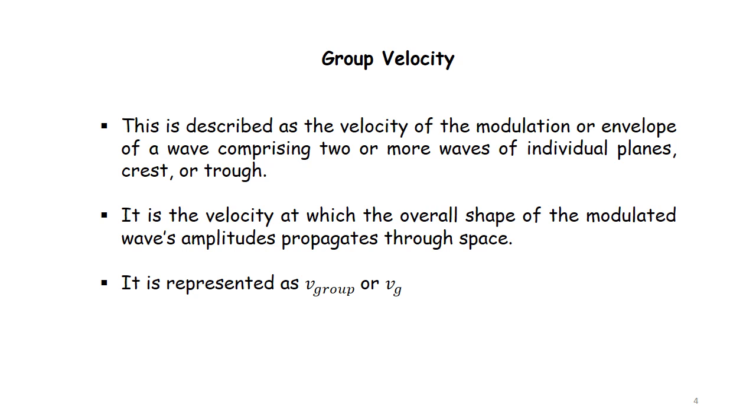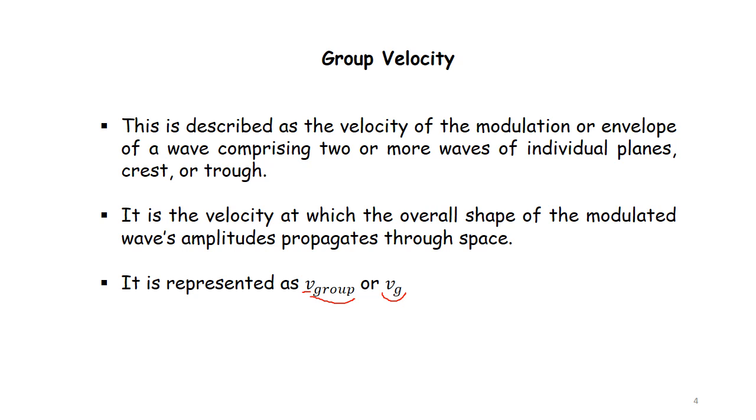Now we have group velocity, and this is the velocity of an envelope of waves, that is two or more individual waves that are modulating or propagating. The velocity of that group, when treated as one, that group of two or more waves treated as one, their velocity is the group velocity, and is represented as v subscript group or you see it as v_g.